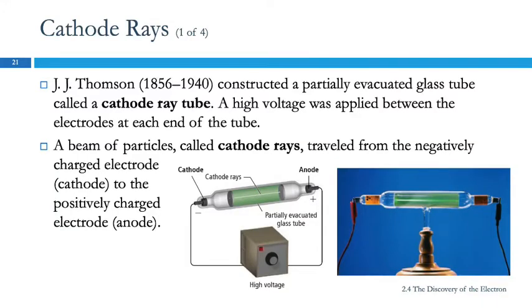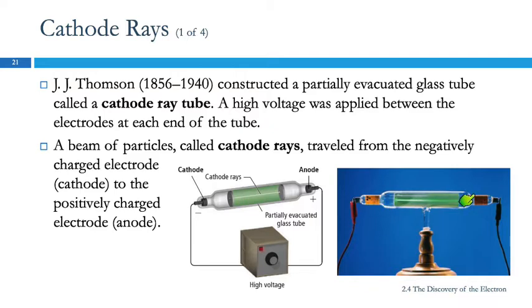This is like the history chapter. Again, I'm not going to quiz you on these guys' names or when they lived or what they did or anything. So a guy named J.J. Thompson, he lived in the late 1800s, early 1900s. He made a cathode ray tube.